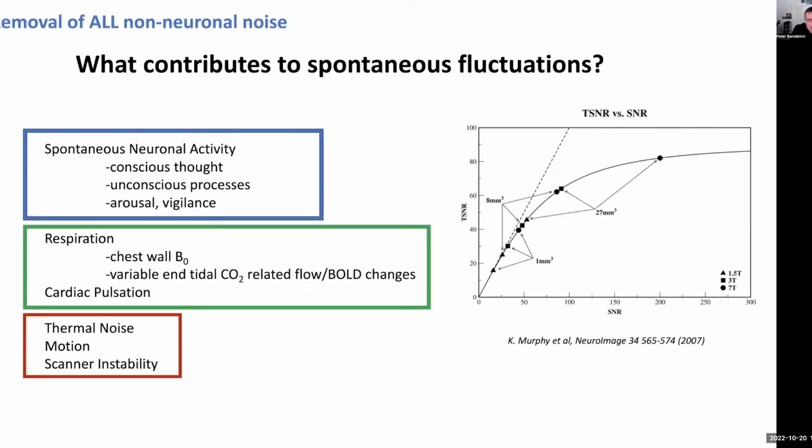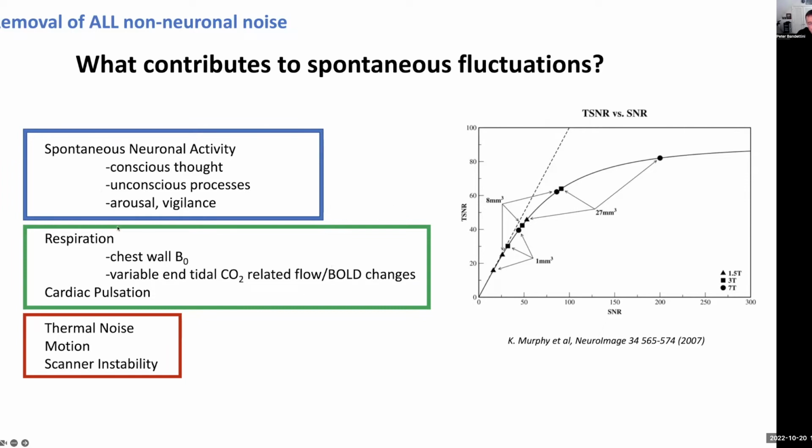Okay, switching gears. One of my goals is to remove all non-neuronal noise. Many papers have been written on this. So what contributes to spontaneous fluctuations? I group this into three big areas. One, the good stuff: spontaneous neural activity, which is either conscious or unconscious or related to arousal and vigilance. This is what we want to fully understand.